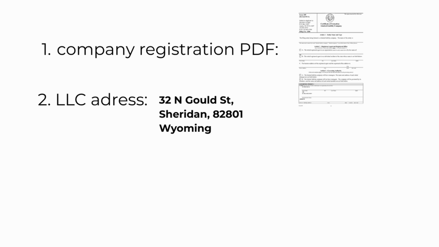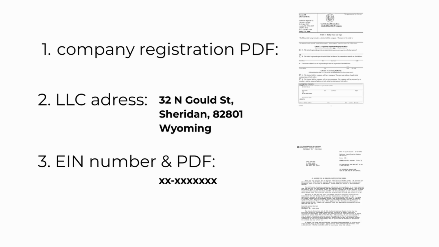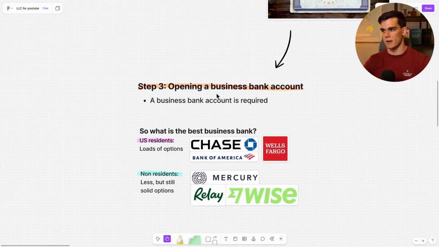Okay, now that your LLC is formed, we got everything we need. Your company registration, your LLC address, and your EIN number. These three documents are basically your business foundation. You'll need them for opening your bank account, for tax filing, and for creating your AdSense account. So next up then is opening a business bank account.